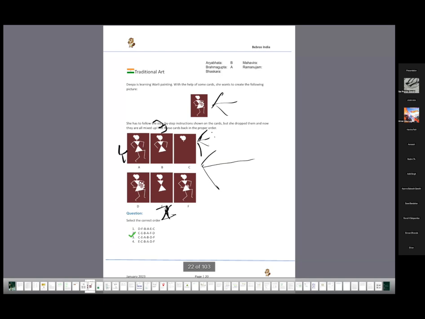Then F because the first part of the lollipop is drawn. And then D. So that's why it goes C, E, B, A, F, and D, which is why number 2 is the correct answer. Everybody understand so far?